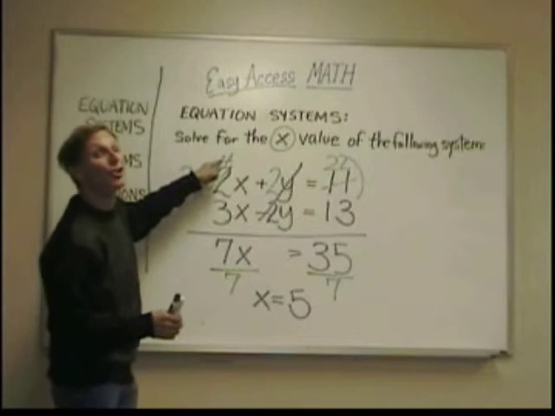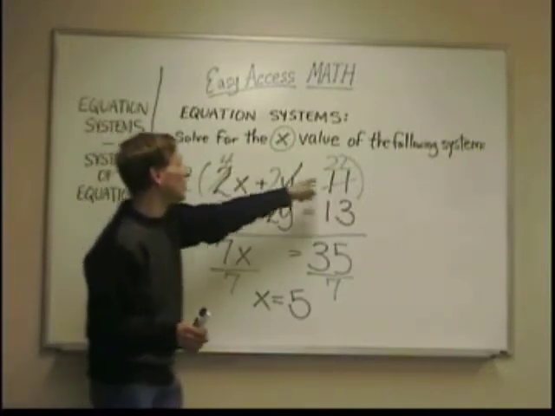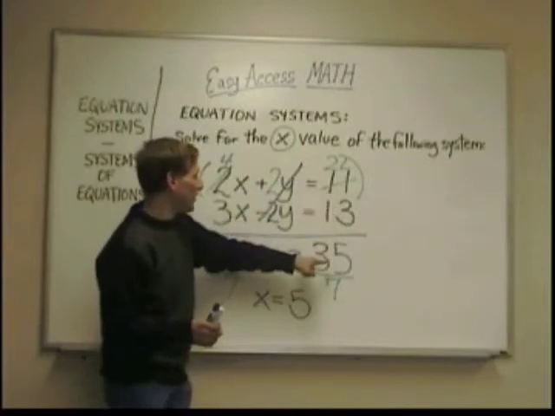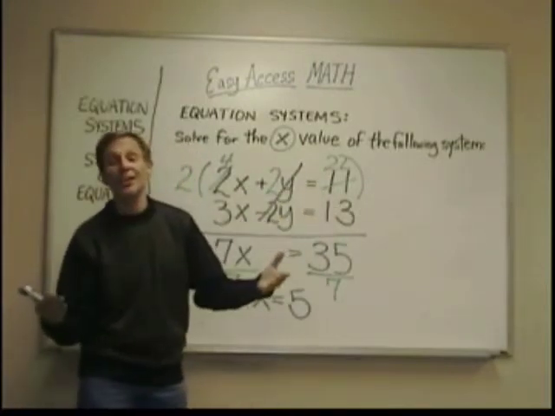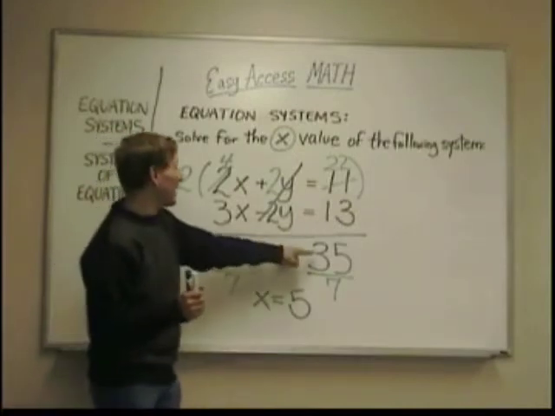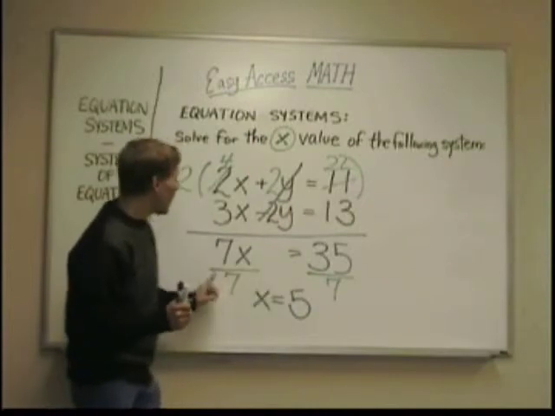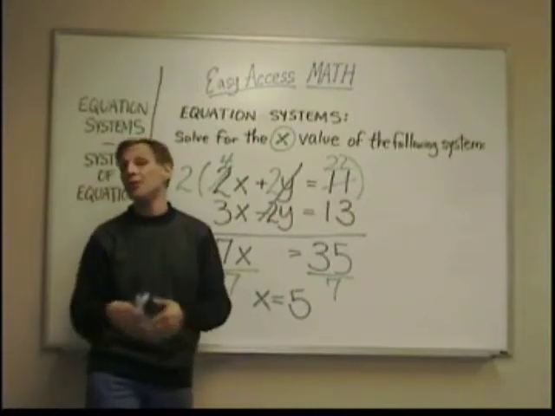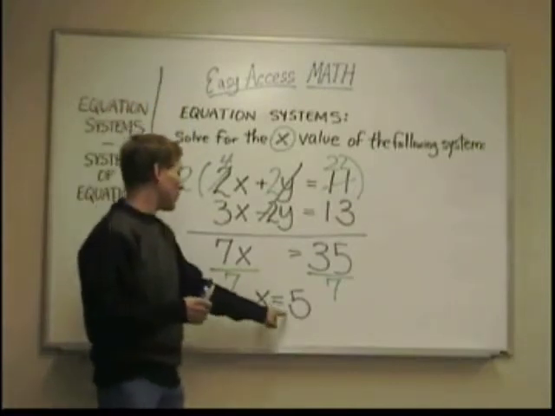I'm adding the new changed numbers that were already multiplied. Notice I crossed out the old numbers. 22 plus 13, the changed number, plus the 13 on the bottom line, which didn't change in this case, is 35. 7x equals 35. Divide both sides by 7 using regular solving technique, and x equals 5.